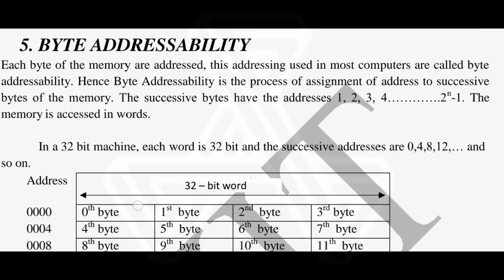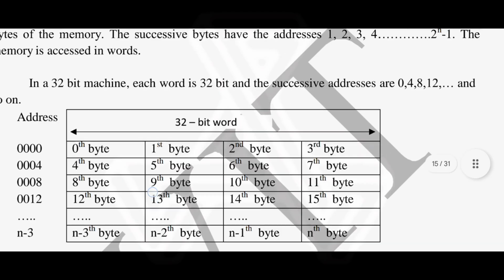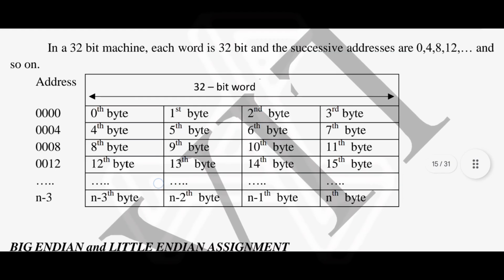The successive bytes have the addresses 0, 1, 2, 3 until 2 to the power n minus 1. The memory is accessed in words in a 32-bit machine. Each word is 32 bits and the successive addresses are 0, 4, 8, 12 and so on. Address 32 bits.